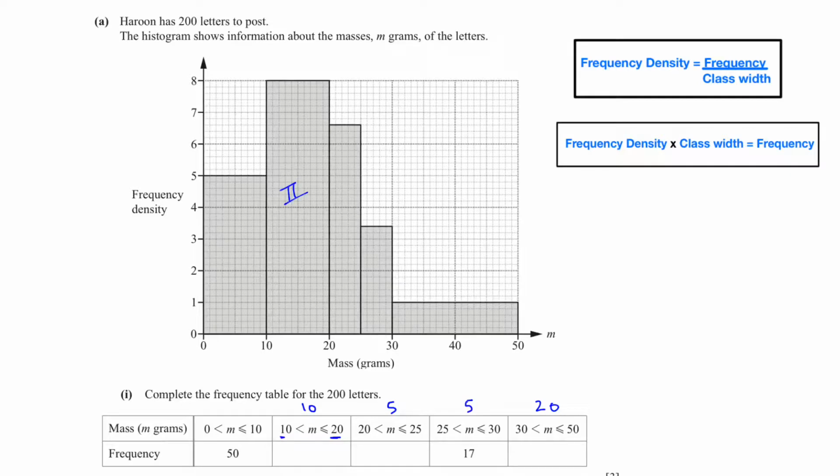For the second bar, your frequency density is 8 and the class width is 10. The frequency is 8 multiplied by 10, 80. For the third bar, our frequency density is 6.6 times 5, which is our class width, will give us 33. Fourth has already been given to us, and for the fifth one, frequency density is 1 and the class width is 20. Therefore, 1 multiplied by 20, 20. We have completed the frequency table.